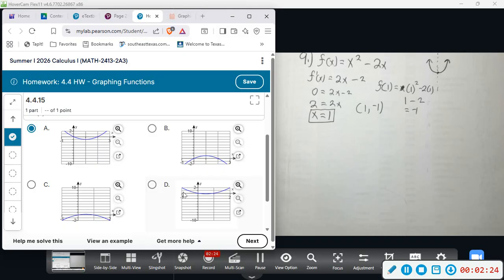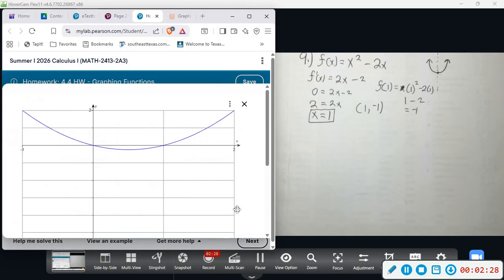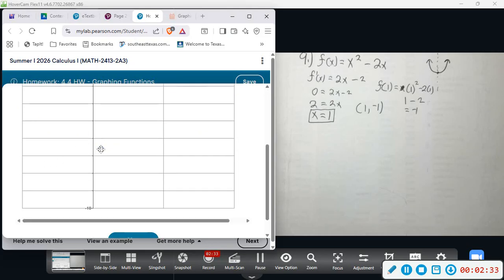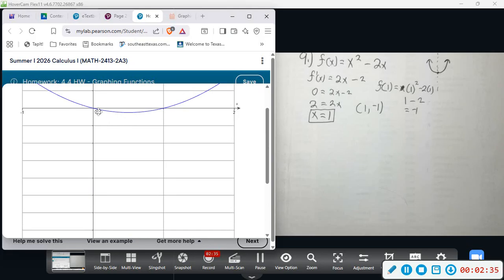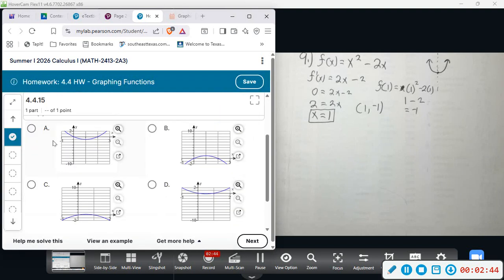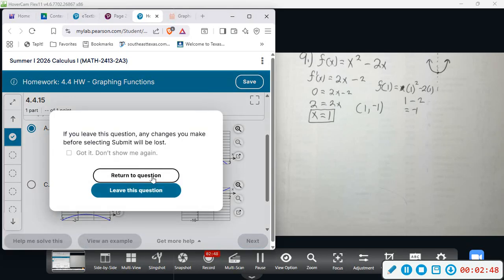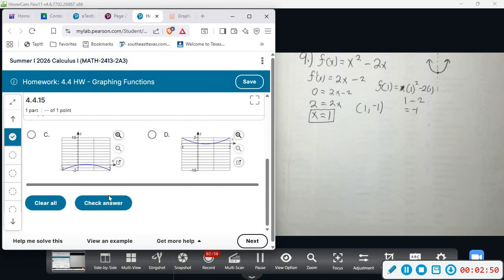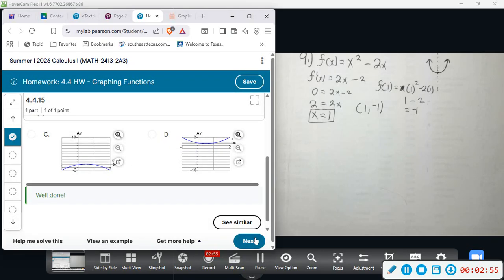If we look at D, it looks like it's touching the x-axis, but let's get a better visual. So if these lines are still counting by 1, yeah, that doesn't even go all the way to negative 1. So A is going to be our, sorry, I need to check it. All right, we're good.